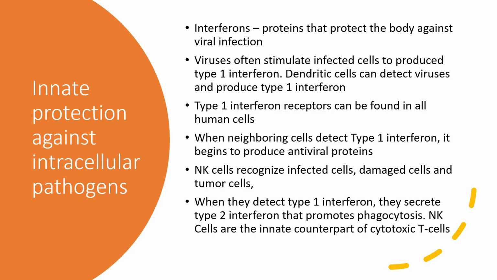For the innate protection against our intracellular pathogens, we have our interferons. Interferons are proteins that protect the body against viral infection. Viruses often stimulate infected cells to produce type 1 interferon. Dendritic cells can detect viruses and also produce type 1 interferon without being infected. Type 1 interferon receptors can be found in all human cells. And when neighboring cells detect type 1 interferon, they begin to produce antiviral proteins.